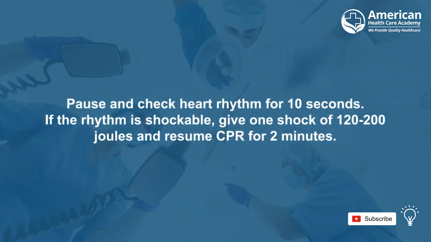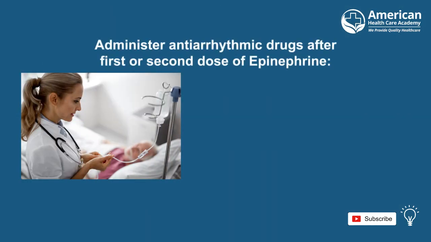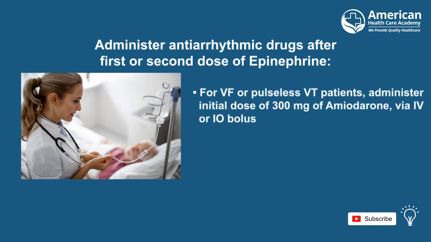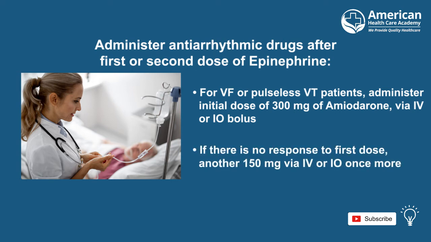Pause to check the patient's heart rhythm for 10 seconds. If the rhythm is shockable, give 1 shock of 120 to 200 joules and resume CPR for 2 minutes. Then administer the following anti-arrhythmic drugs after the first or second dose of epinephrine. For VF or pulseless VT patients, administer an initial dose of 300 milligrams of amiodarone via IV or IO bolus. Then, if there is no response to the first dose, add another 150 milligrams via IV or IO once more.